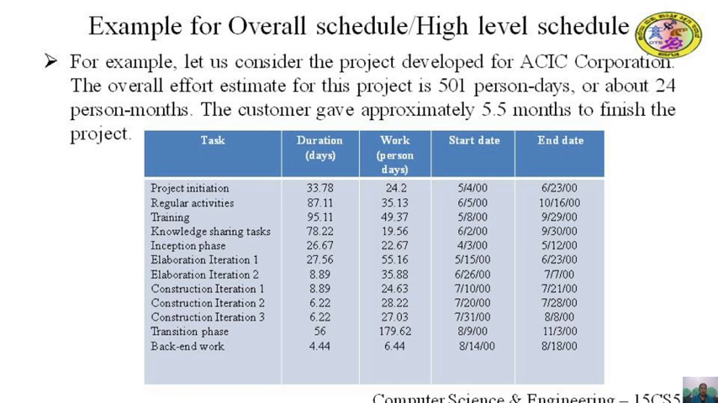Let us consider an example for overall schedule, which is also called a high level schedule. Here let us consider the project developed for ACIC Corporation, which is a multi-billion dollar financial institution. To keep up with the times, several years ago, it started slowly web enabling its applications, and it wanted to start an online service for opening and tracking accounts.